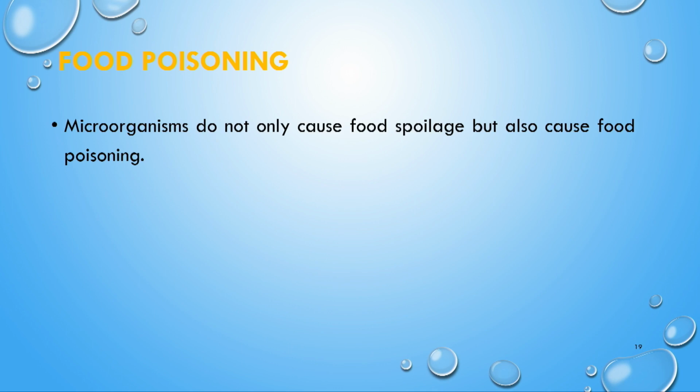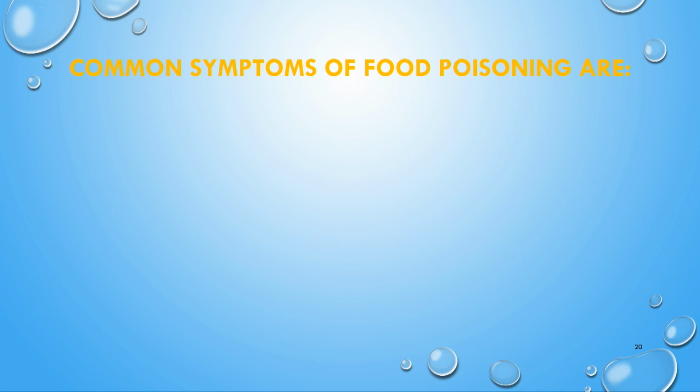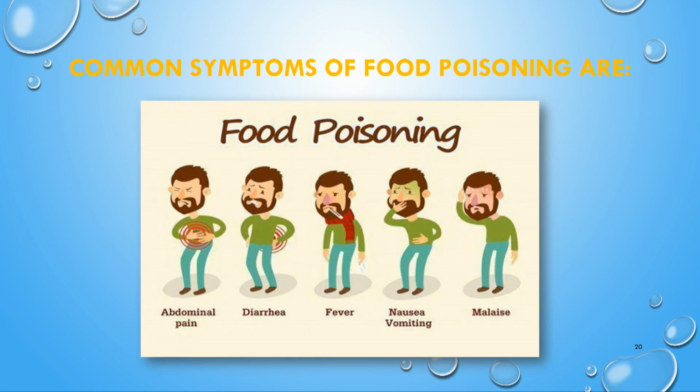Now let's look at the definition of food poisoning. Microorganisms do not only cause food spoilage but also cause food poisoning. Food poisoning occurs when you eat food or drink water that has been contaminated with harmful chemical substances and microorganisms. Common symptoms of food poisoning are abdominal pain, diarrhea, fever, nausea or vomiting, and malaise.